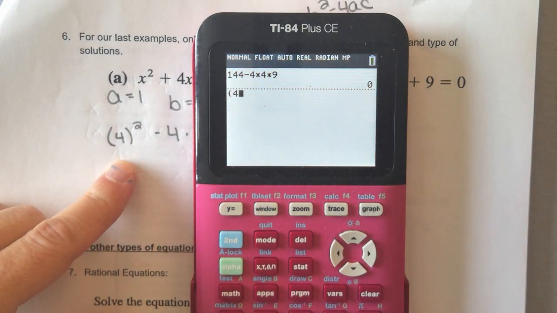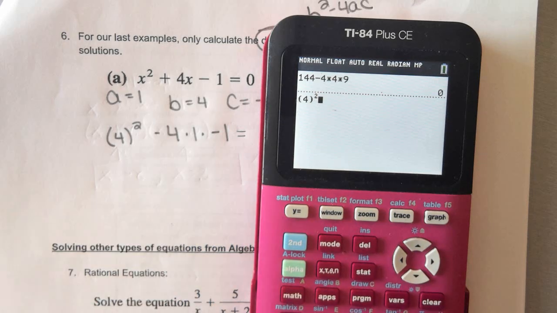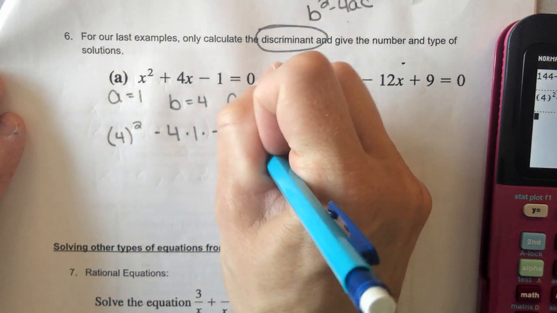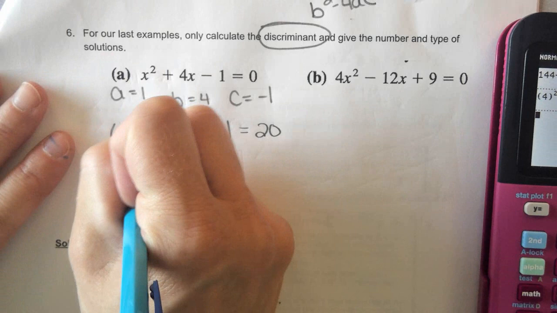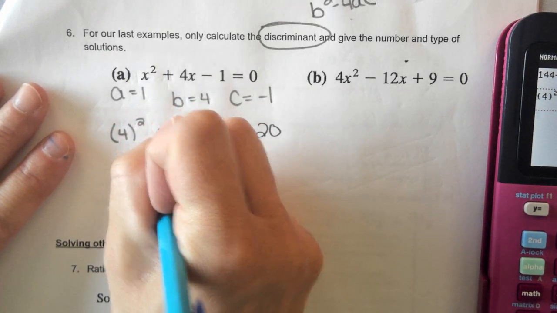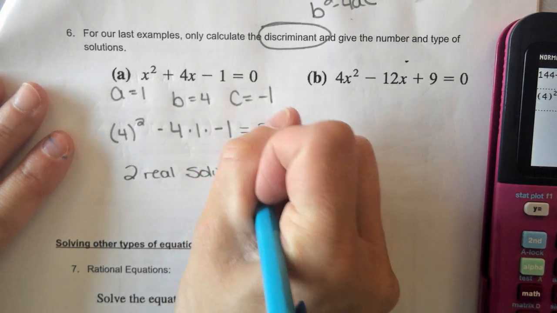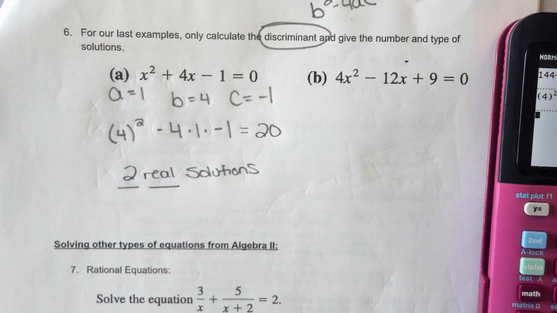Okay, 4 in parentheses, square it. Arrow to the right. Minus 4 times 1 times negative 1. I get positive 20. How many solutions? 2, and what type? Okay. So make sure you use both of those descriptor words for me. Use how many and what type. So 2 and they're real. I need both of those components in the answer.